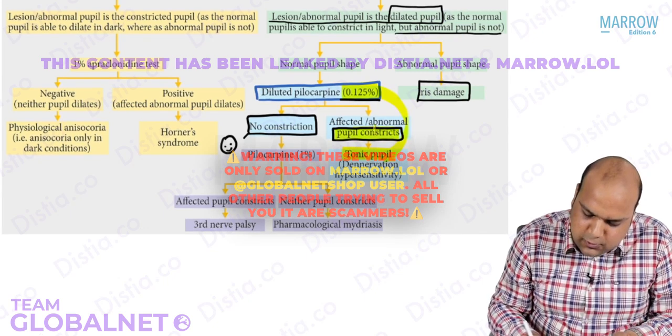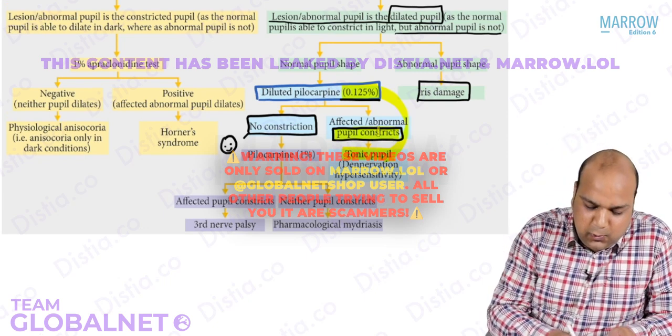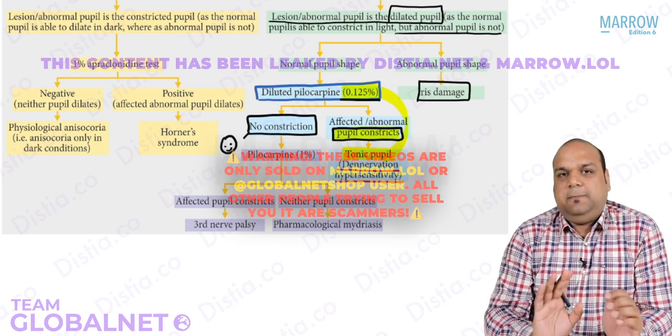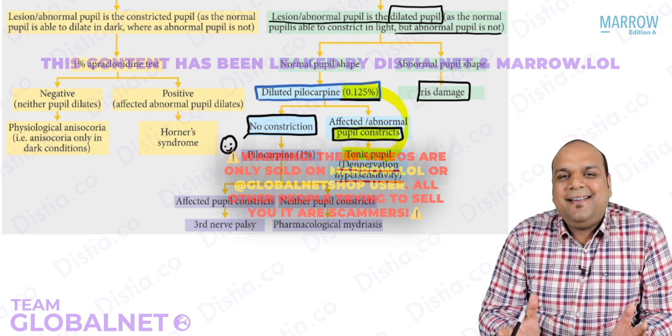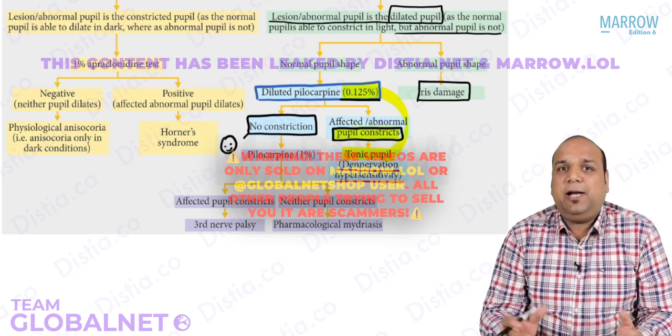Pupil constricts to 0.1% pilocarpine. I have tonic pupil due to the phenomenon which is known as denervation hypersensitivity. What are we trying to say? The pupil has lost its nerve supply, the short ciliary nerve, the final postganglionic nerve.